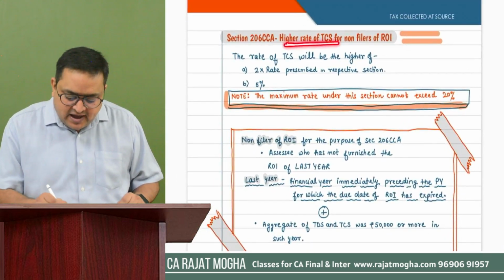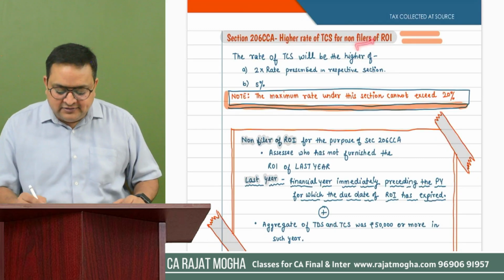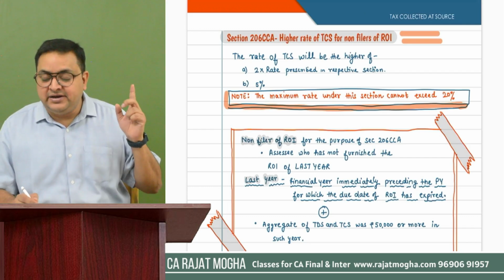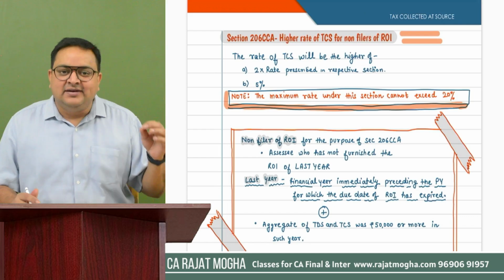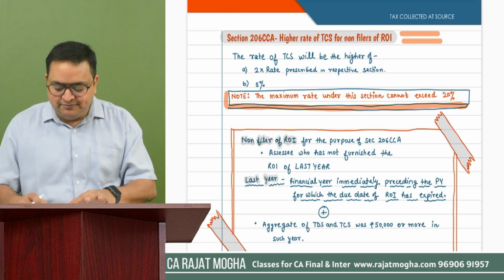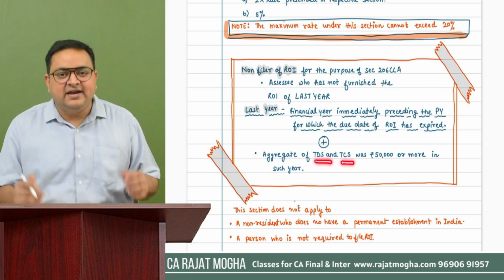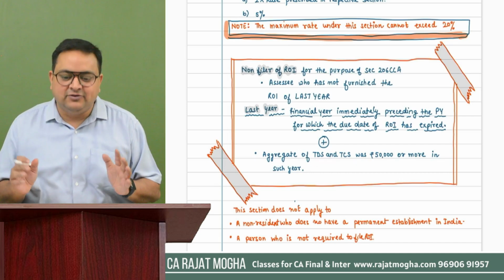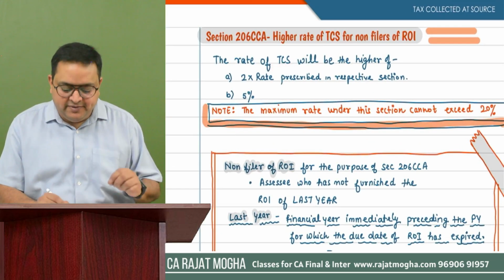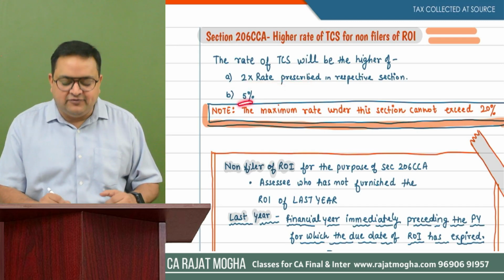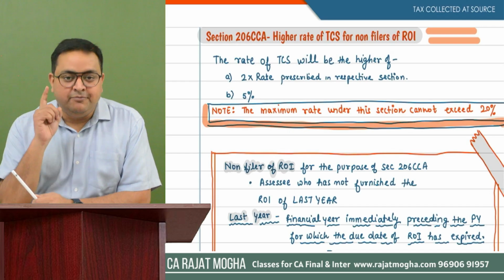Similar provision, higher rate of TCS for non-filers, the same provision which we did in TDS. Who is a non-filer? One who has not furnished the return of income by the due date of the last year whose due date has expired, plus the aggregate of TDS and TCS. You remember the last point which we discussed in TDS? Same provision: the last year's aggregate of TDS and TCS was more than 50,000 rupees. Then that person is called a non-filer. And on a non-filer, the TCS rate will be 2 into the rate prescribed in the respective section, or 5%, whichever is higher, right?